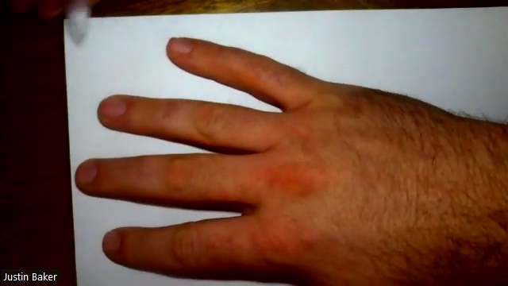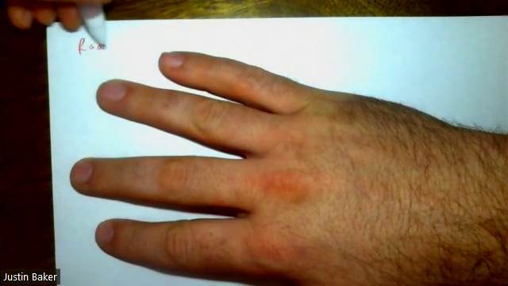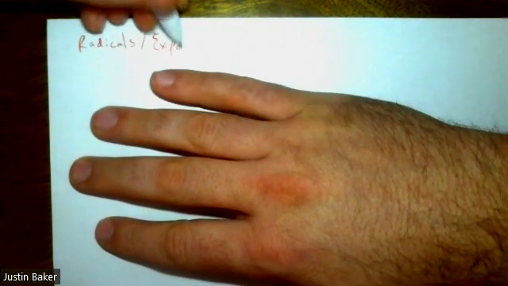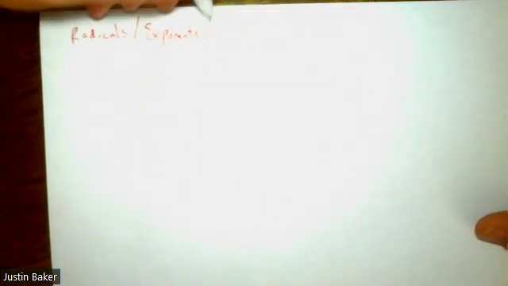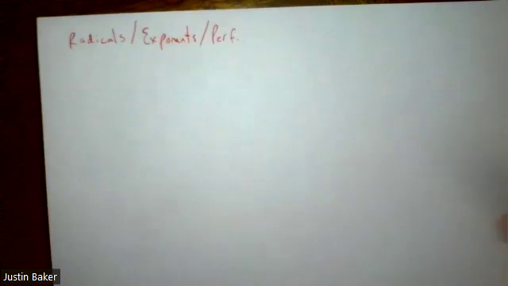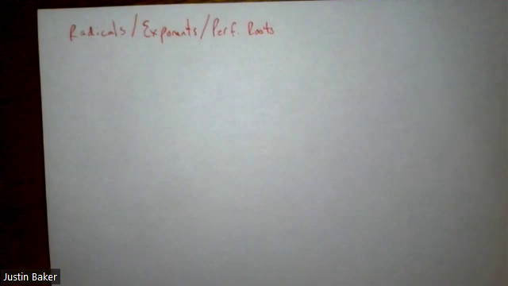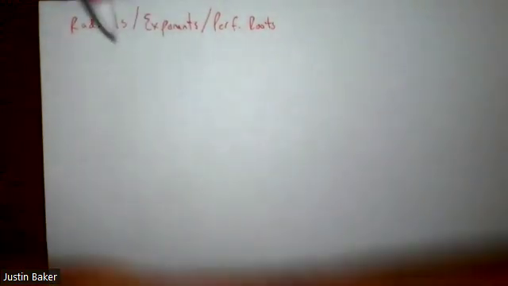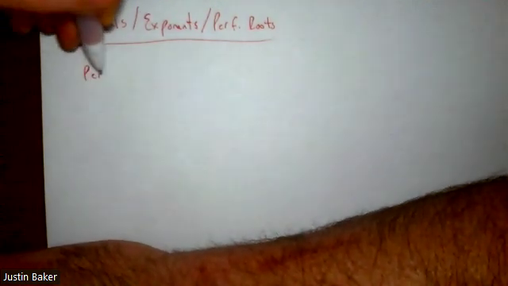But the first part, something very important in calculus, is understanding how radicals work. Radicals tie directly into exponents, and exponents also tie into perfect numbers, perfect roots: square roots, cube roots, fourth roots, and so on. So we're going to talk about these three topics, and hopefully this is just some review for you guys. That makes sense.